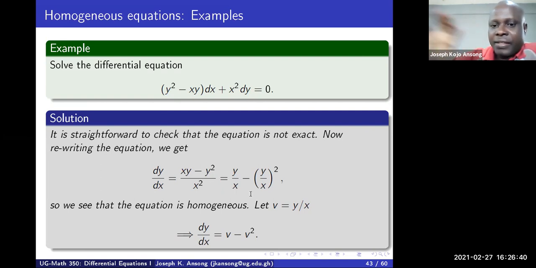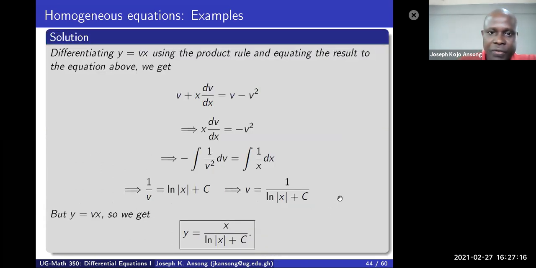So you see that the right-hand side, if you remember the form of f, has all the variables in terms of y over x. So straight away, you know that it is homogeneous. Since it is homogeneous, you make a substitution and transform it to a form that you can separate. So let v be equal to y over x, as we've done before. Then dy/dx, of course, will be v minus v squared. Once again, because of this, we know y is x times v, so you can use the product rule to differentiate it.